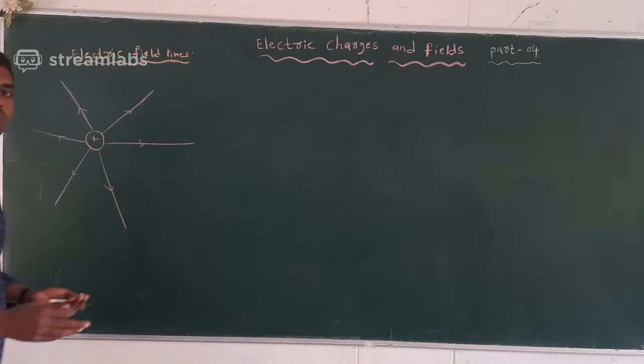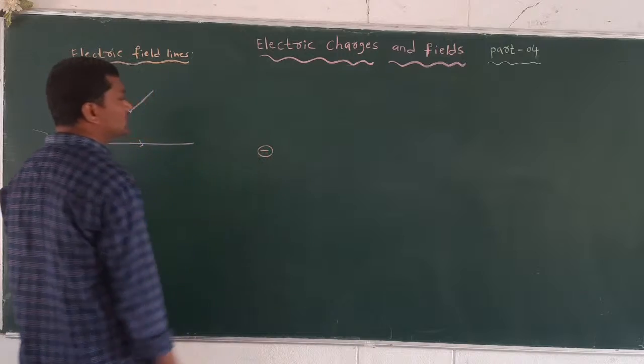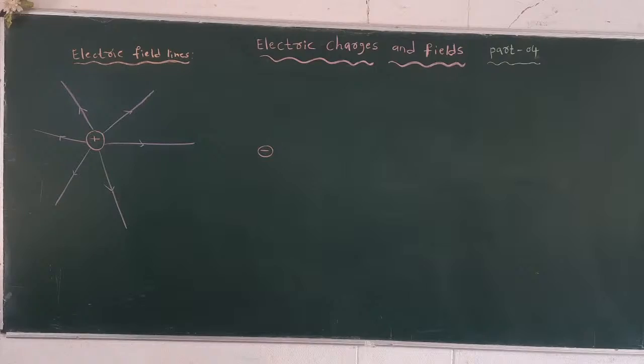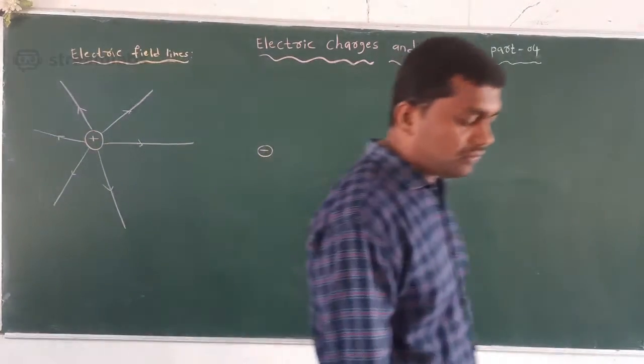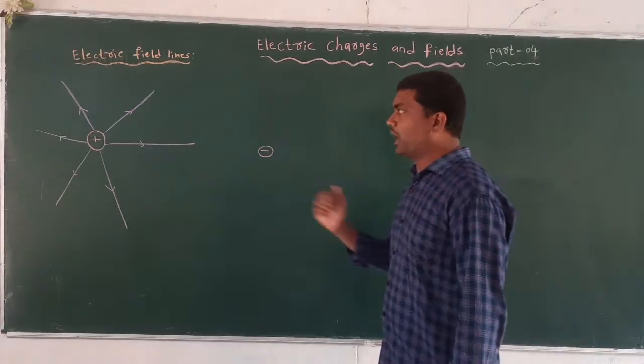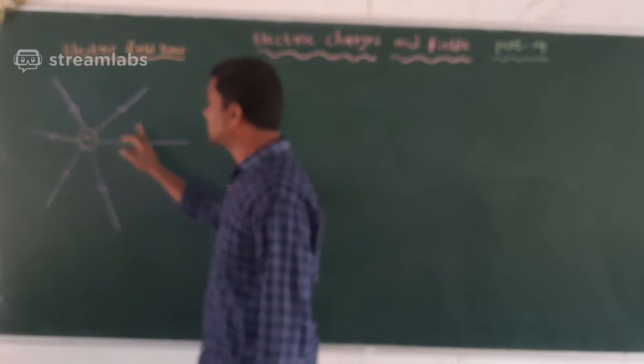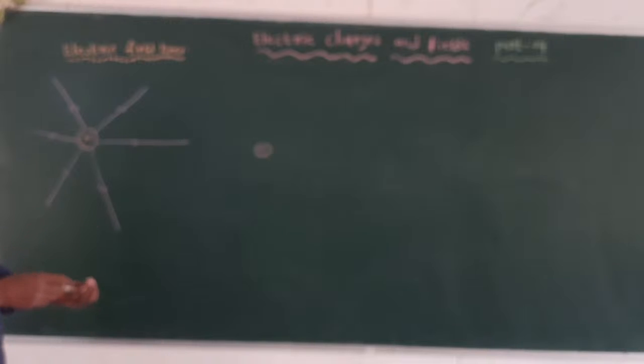Next I can draw the field lines of a negative charge. When we observe the positive charge, the field lines are drawn from the point charge, where the point charge is positive. Observing the diagram, all the field lines are away from the point charge, in the outward direction. And next we take the negative charge.